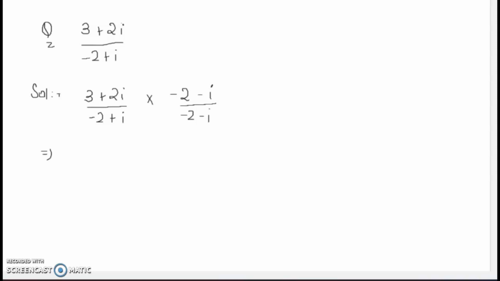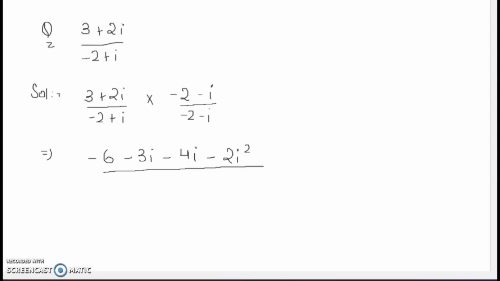So this will become 3 into minus 2, which is minus 6. 3 into minus i, which is minus 3i, and then we have 2i into minus 2, which is minus 4i, and then plus into minus is minus, so 2i into i is minus 2i square. All right. And now you can see here in the denominator, we have basically one formula, and the formula is (a plus b) into (a minus b).